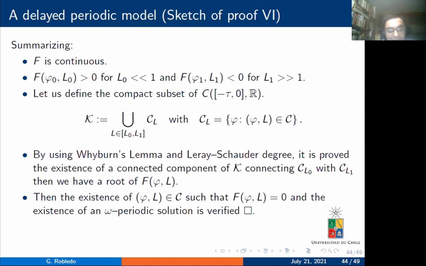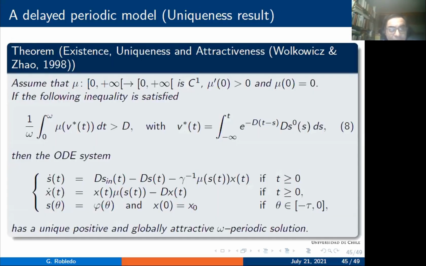This is only a result of existence, and these results can be seen as a partial generalization of this result of Gail Wolkowicz and Xiao-Qiang Zhao. You can see that the equation is almost the same, but without delays, but the assumption is the same with respect to the washout solution. In absence of delay, they have a result of existence, uniqueness, and attractiveness of a periodic solution.